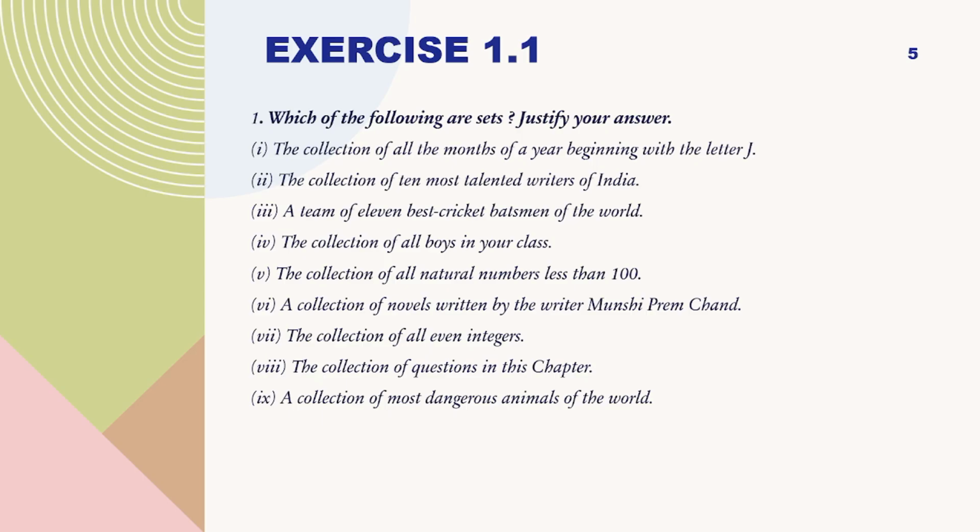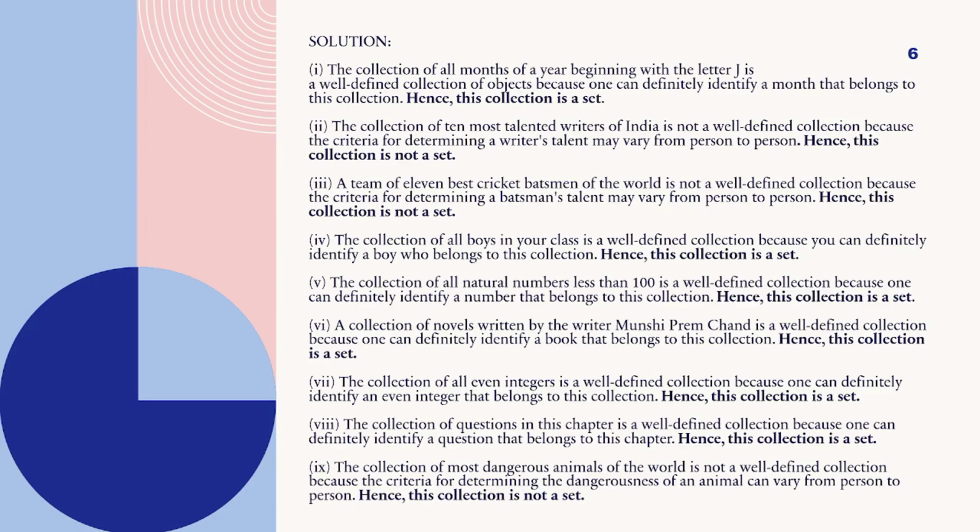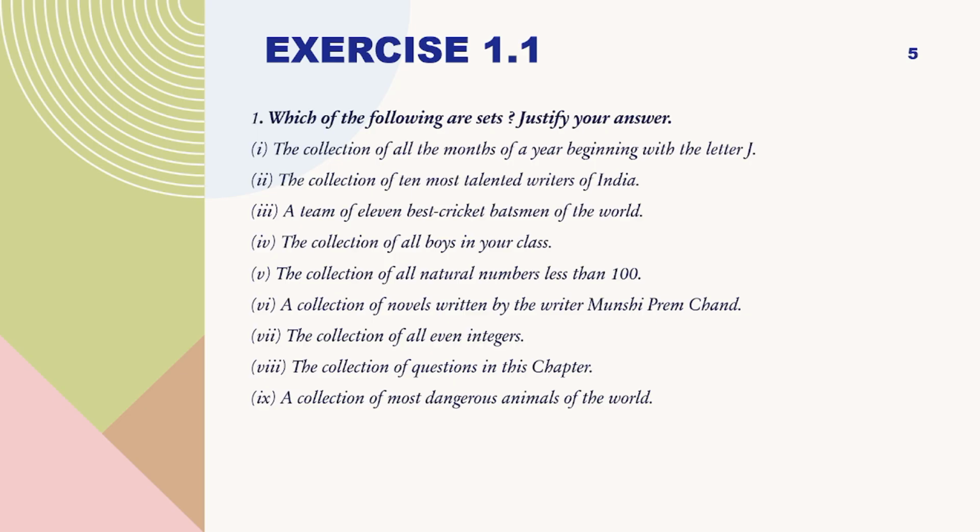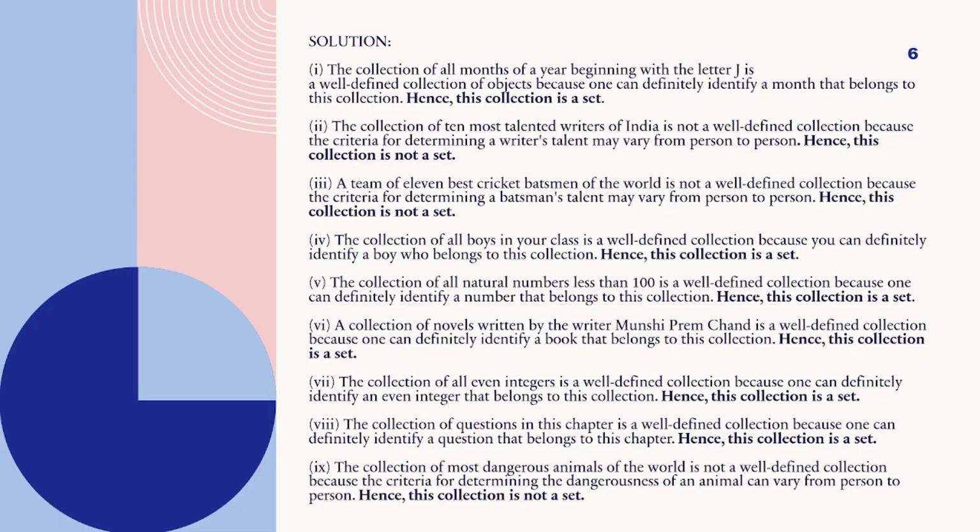Now let's see the fourth question. The collection of all boys in your class. It is a set because you can identify a boy who belongs to the collection. It is a well defined collection because they have mentioned all boys in our class, so we will know about them. So we can say it is a set. The collection of all natural numbers less than 100. This is also a set because they have mentioned that it is less than 100. So we can say natural numbers from 1 to 100, and name it. So it is a collection and it is a set.